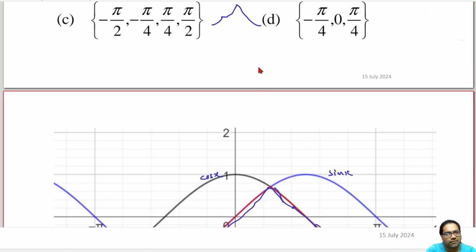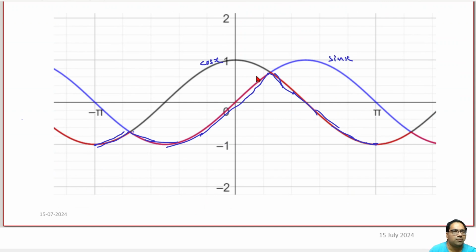Now the question is about where all this is not differentiable. When is it not differentiable? Obviously when we change directions, when the slopes are not matching. So for example, at this point, what is this point? This point is minus pi by 2, this is minus 3 pi by 4. This is minus 90 degrees, this is minus 180 degrees, and this is minus 135.